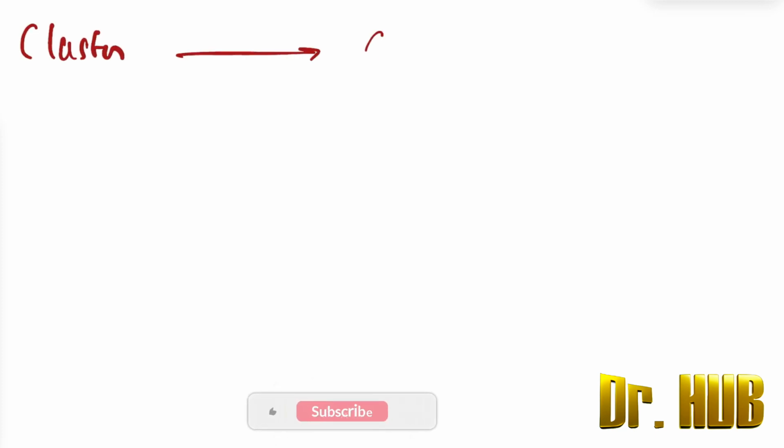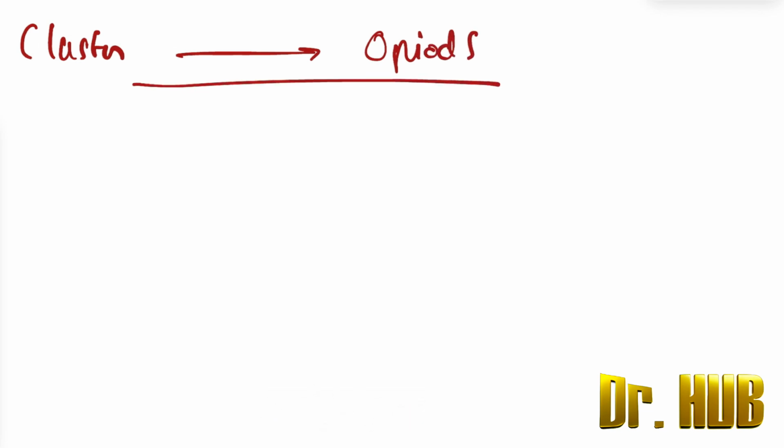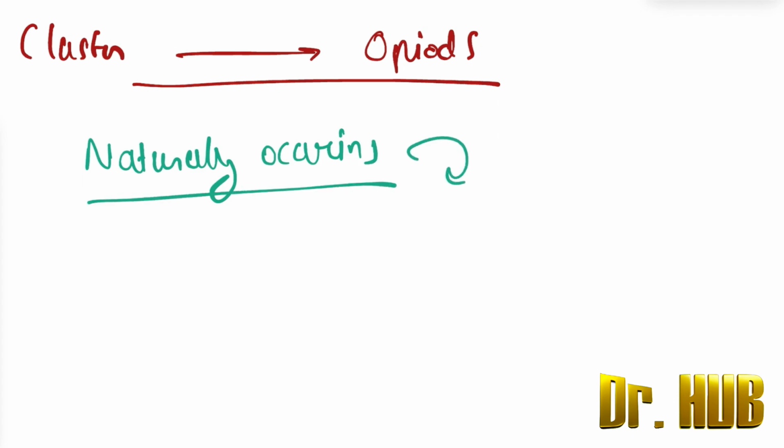Today we'll look at the classification. So this will be the classification of the opioids. To begin with, first the heading will be the naturally occurring. So what happens in case of naturally occurring?